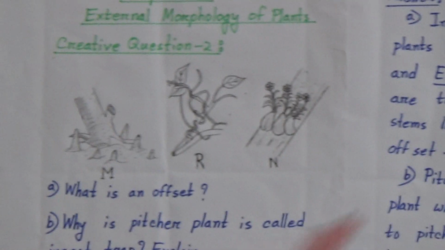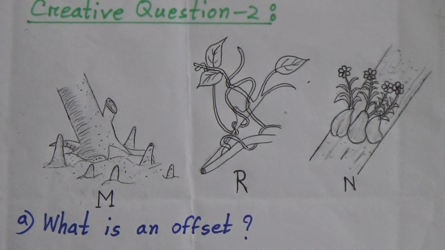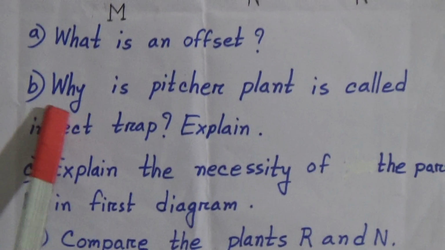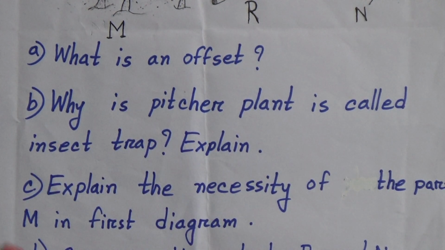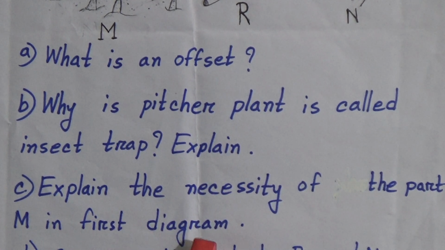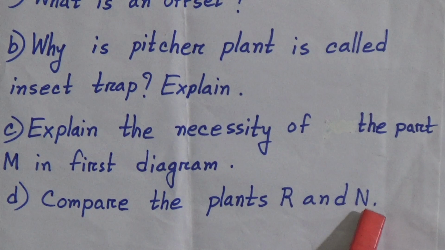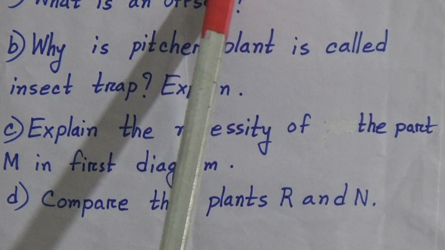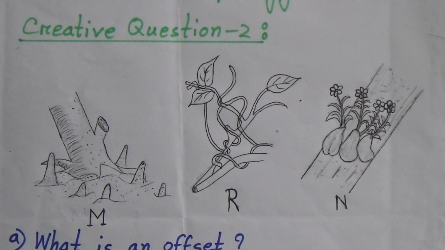So we can see here are 3 figures: figure M, figure R and figure N. And the A question is, what is an offset? And B number question is, why is pitcher plant called insect trap? Explain. And C number, explain the necessity of the part M in the first diagram. And D number, compare the plants R and N. That means these R and N.